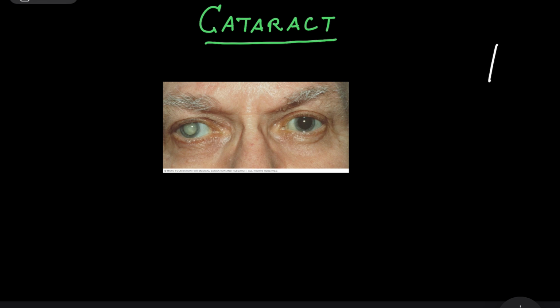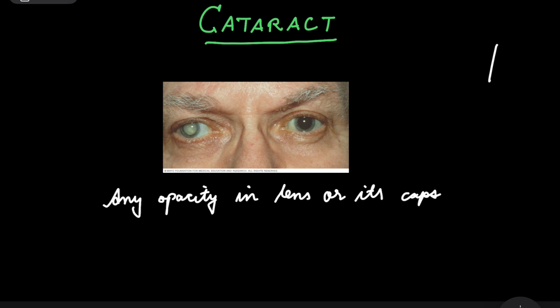Cataract, as I had mentioned in my previous video as well, very simply, cataract means any opacity in the lens or its capsule. Now, if you are familiarized with the anatomy of the lens, you might have this question as to why am I separating lens and its capsule as separate parts? Because the capsule of the lens is a part of the lens as well. Why am I saying in lens or its capsule? I could just say in lens, and that would include the capsule as well.